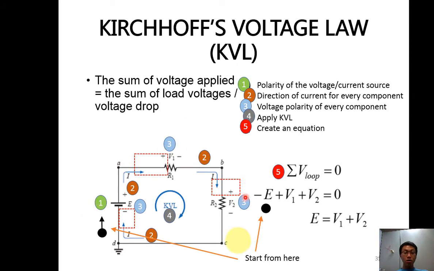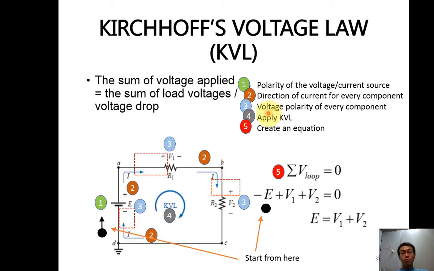There's no more voltage or current source. Next, I need to know the direction of the current of every component. So I assume that all the current will flow up from this positive and then go back. So the direction of the current is going through like this.